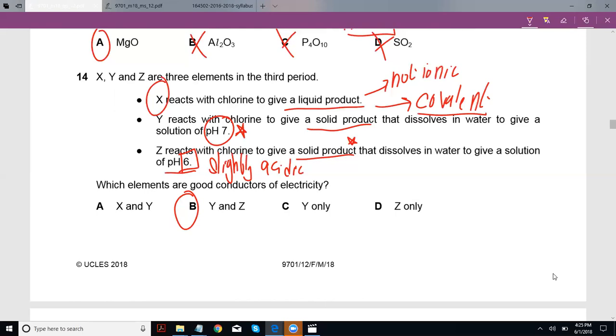Because it's in the third period and it is the one which forms a covalent bond, not magnesium, not sodium. And it says these are three elements in the third period. They're not consecutive. Okay, that's another thing. So yeah, I didn't see that. All right, all right.